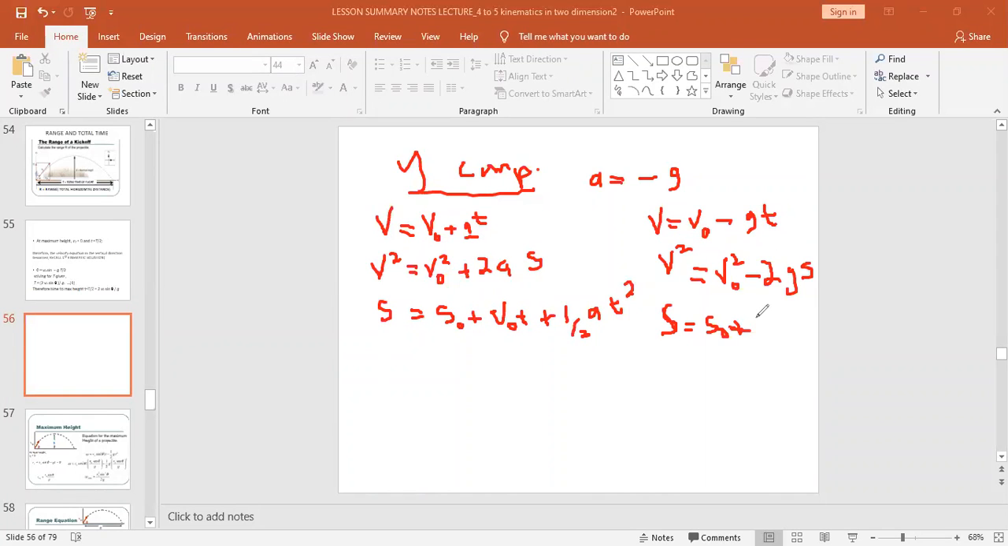V naught T, minus half GT squared. Okay, so that is the equations we are going to use to derive the equations for maximum height, range, and then the time to maximum height. Good.